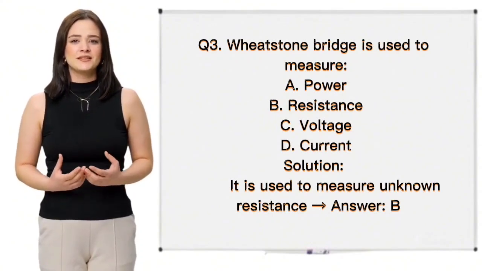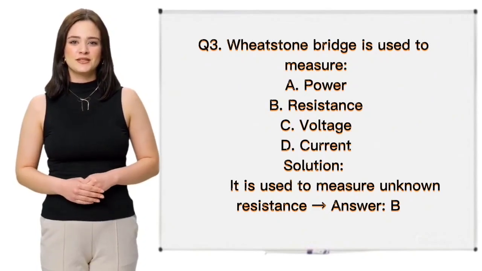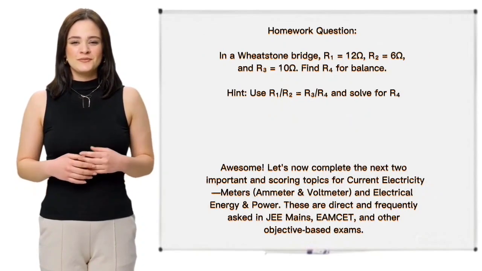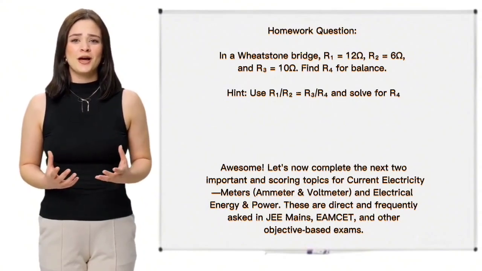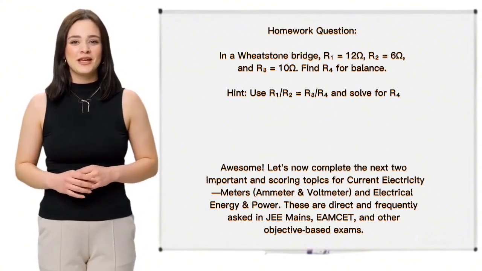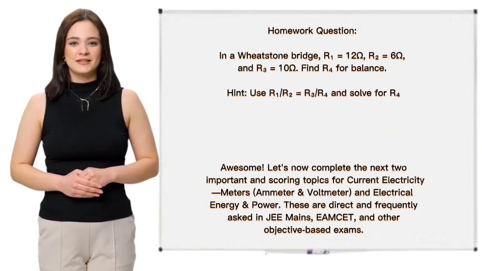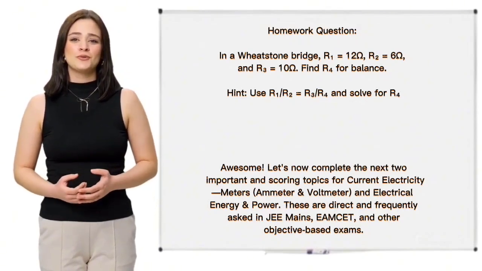Power, B. Resistance, C. Voltage, D. Current. Solution: it is used to measure unknown resistance. Answer B. Homework question. In a Wheatstone bridge, R1 is 12 ohm, R2 is 6 ohm, and R3 is 10 ohm. Find R4 for balance. Hint: use R1/R2 = R3/R4 and solve for R4.